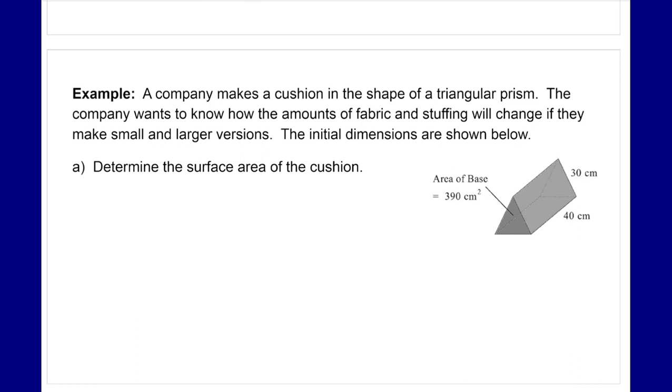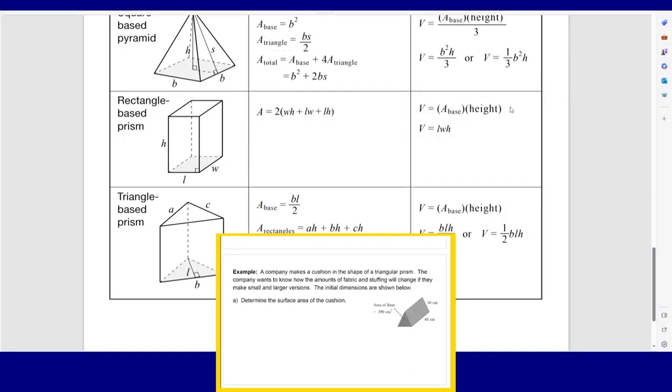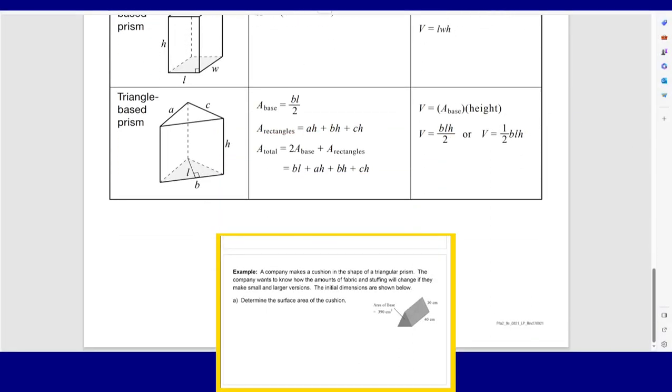So first, we want to determine the surface area. So we do need the surface area formula. If we go to our formula sheet, we can see the surface area. Surface area is the first column. We see it's 2 times the area of the base plus the area of the rectangles.